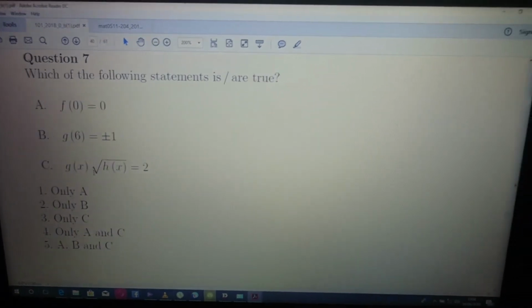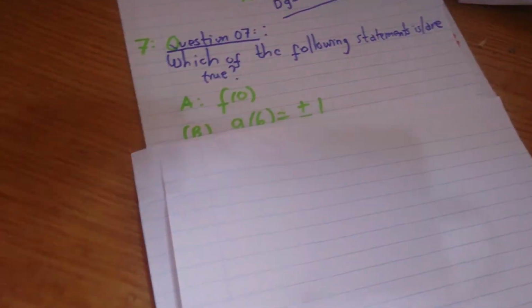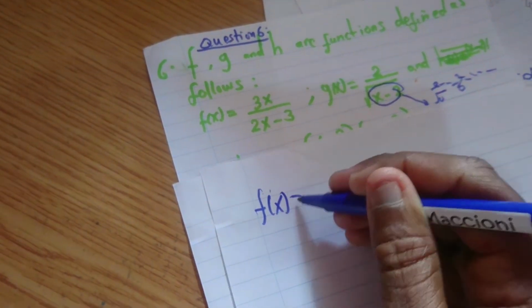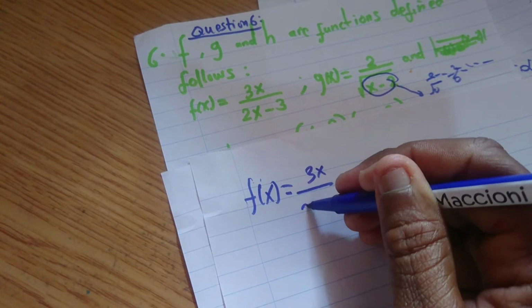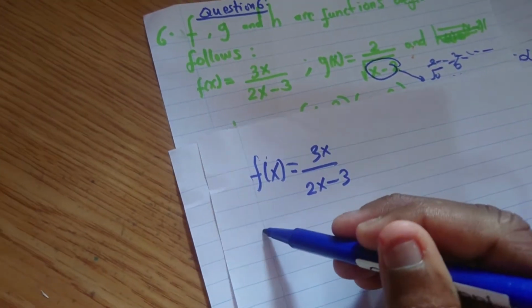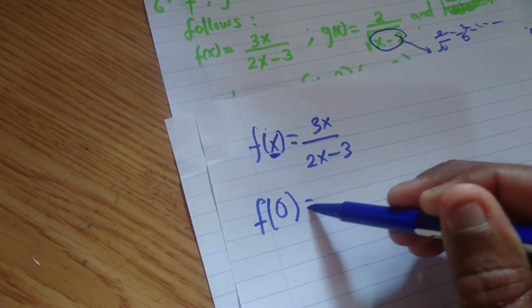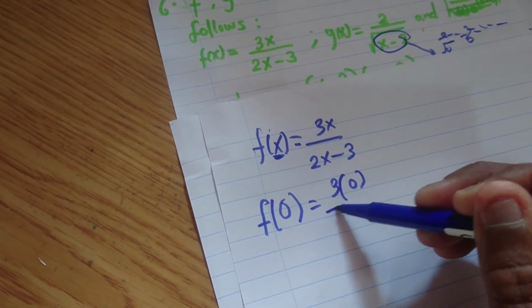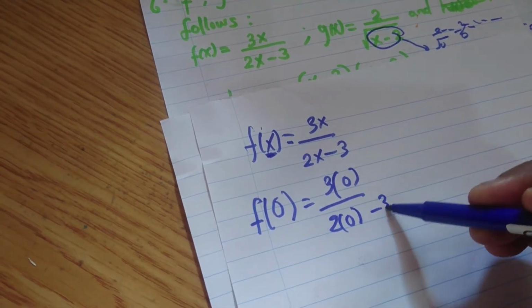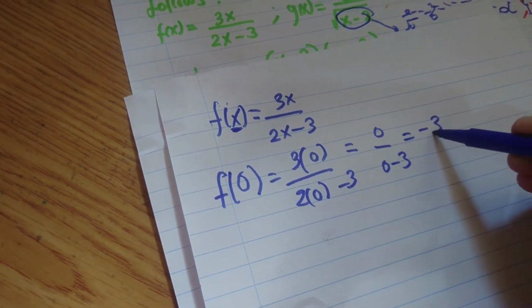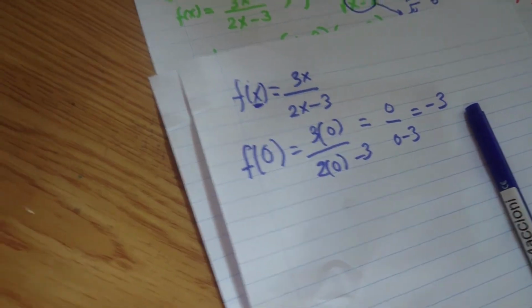So let's go. They say f of 0. So we know f of x. Okay, so f of 0. We have our function given here, f of x equal to 3x over 2x minus 3. So the first one, f of 0. What does that mean? It means you put 0 in the position of x. So this is 3 times 0 over 2 times 0 minus 3. So this is going to be equal to 0 over 0 minus 3, equal to negative 3. So f of 0 equal to negative 3.